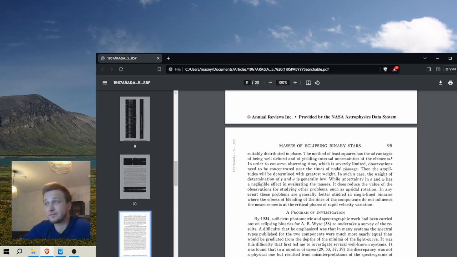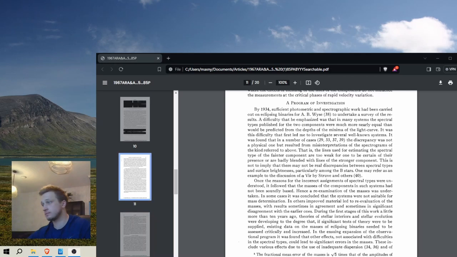While uncertainty in e and omega has a negligible effect in evaluating the masses, it does reduce the value of the observations for studying other problems, such as apsidal rotation. In any event, these problems are generally better studied in single-line binaries, where the effects of blending of the lines of the components do not influence the measurements at the critical phases of rapid velocity variation.